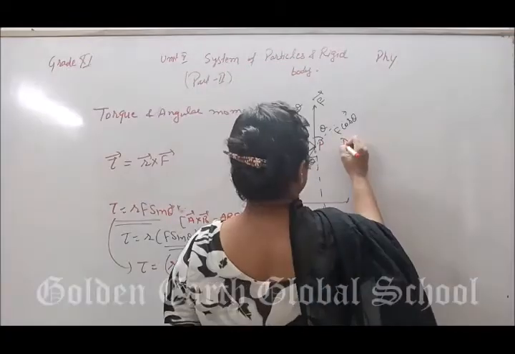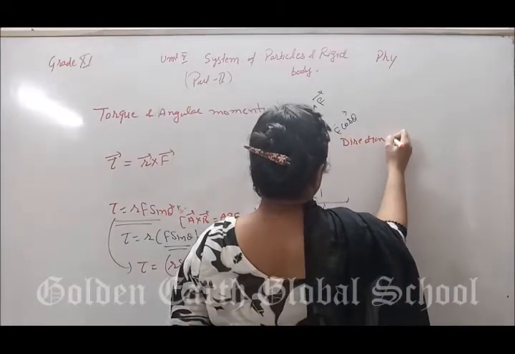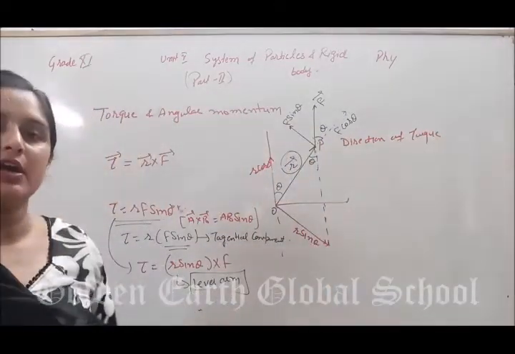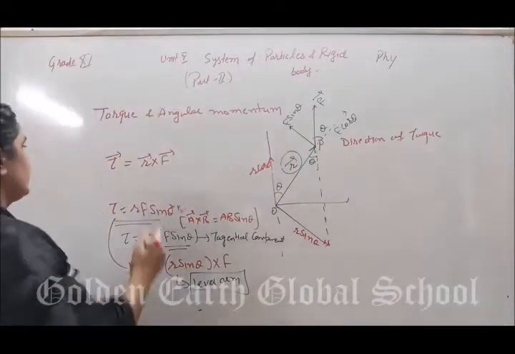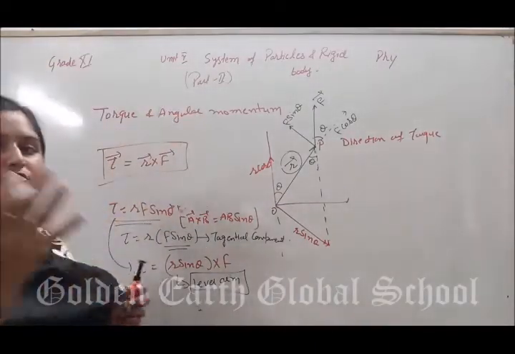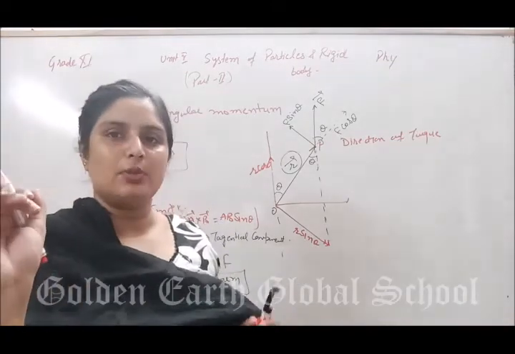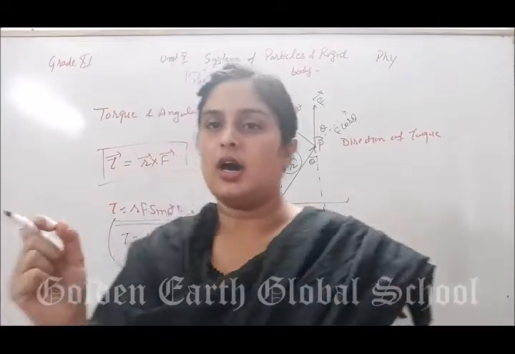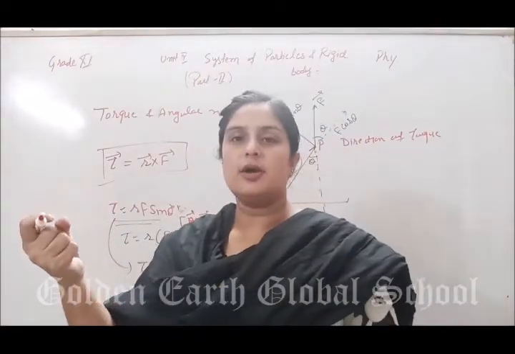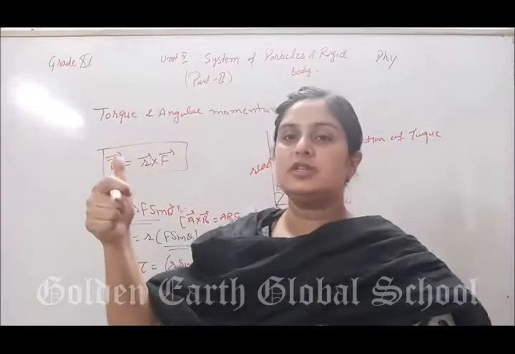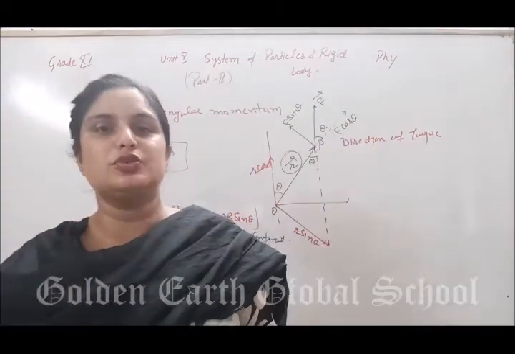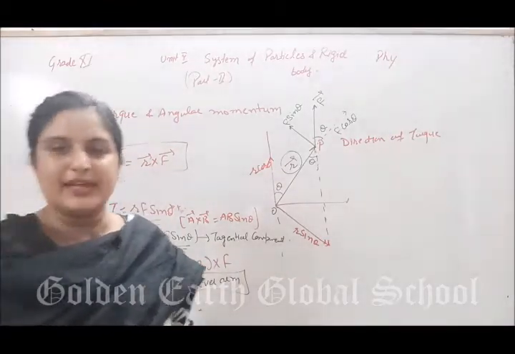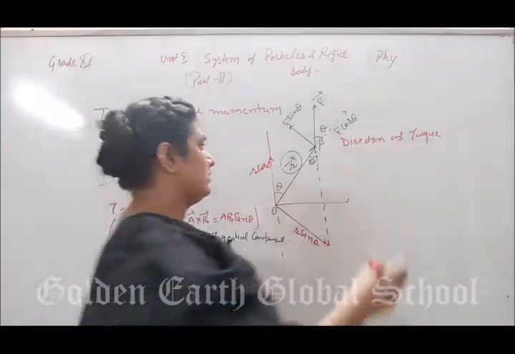Next is the direction of torque. Direction of torque can be calculated with the help of the right hand rule for the vector product. We will use the right hand and curl the fingers from R to F such that the smallest angle between R and F is held in our palm, and the direction in which the thumb points is the direction of the torque.